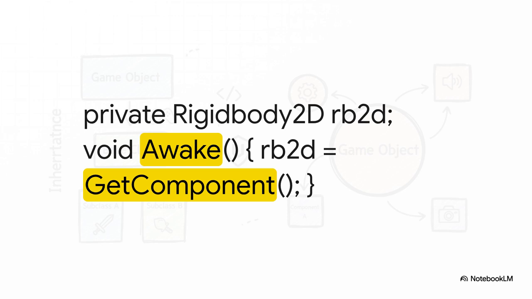It tells the script, look on the same game object that you are attached to. Find the component called Rigidbody2D and stick a reference to it in my rb2d variable. Once that line runs, our rb2d variable is no longer empty. It's our direct line to the physics component, and we can use it to do things like control the player's movement.